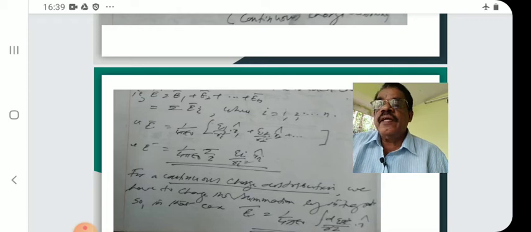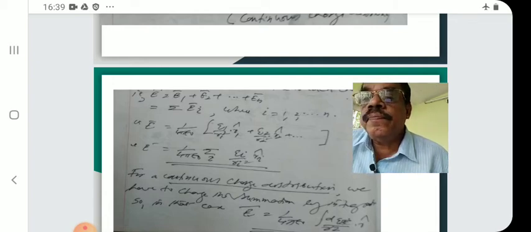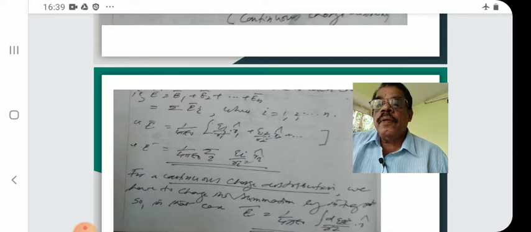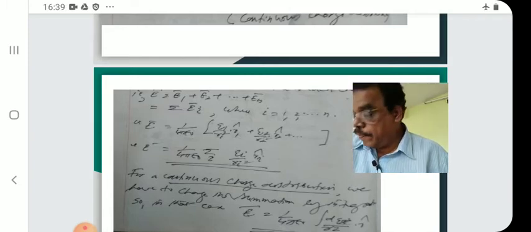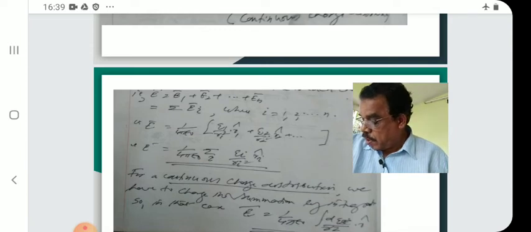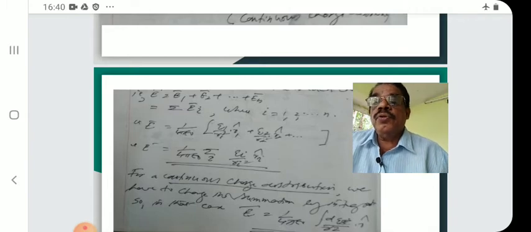The first charge produces a field E1 at P, the second charge produces a field E2, the third charge produces a field E3, etc. And writing the values, we can write E is equal to 1 by 4 pi epsilon 0 into Q1 by R1 square into R1 cap plus Q2 by R2 square into R2 cap plus Q3 by R3 square into R3 cap plus etc. That is E is equal to 1 by 4 pi epsilon 0 sigma i Qi by Ri square into Ri cap. And this is the electric field due to N charges distributed.